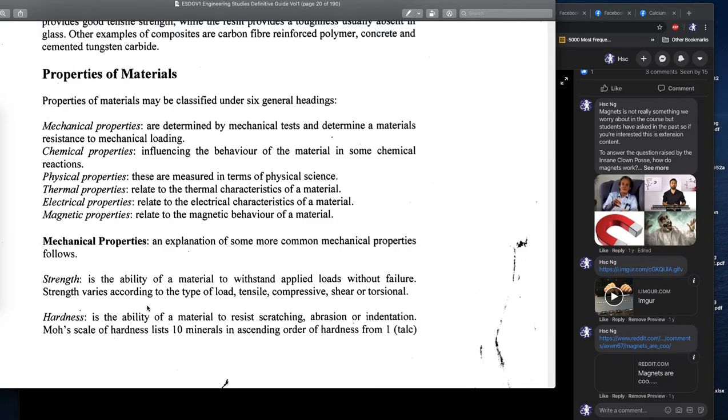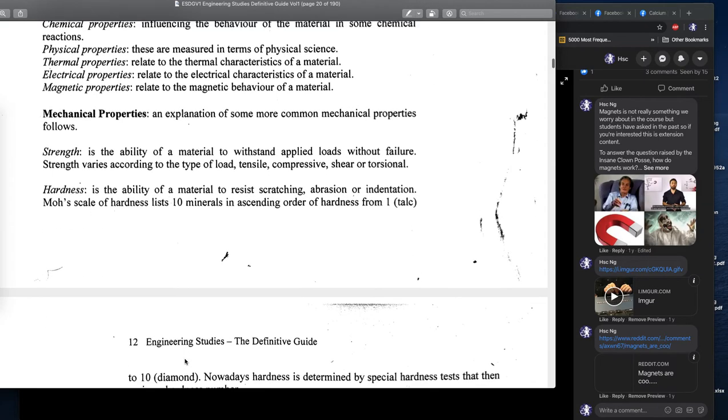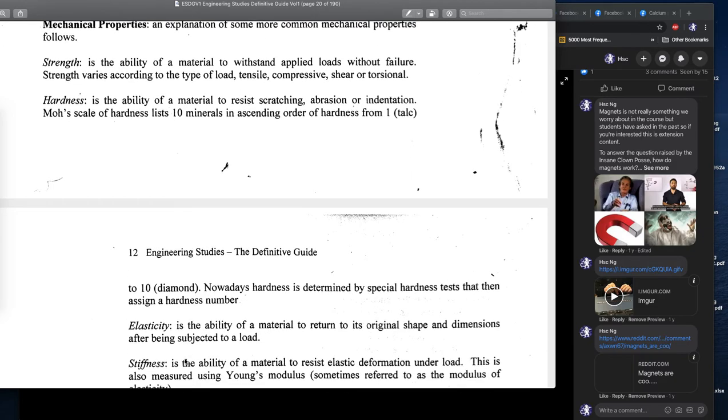The next one is thermal and electrical properties, and I think that thermal, electrical, and magnetic properties are all pretty self-explanatory. Are they magnetic? Do they conduct electricity? Do they allow the transfer of heat very well? Okay, so let's move on. Strength is probably the one that we're often most interested in.